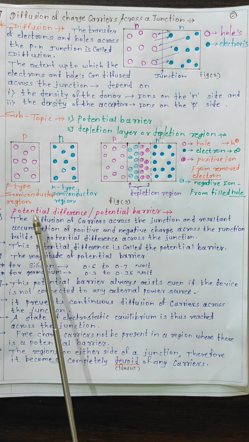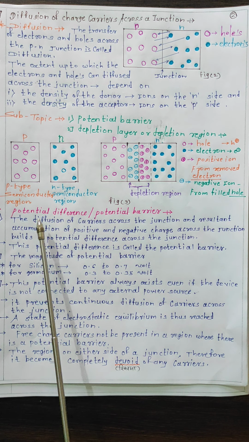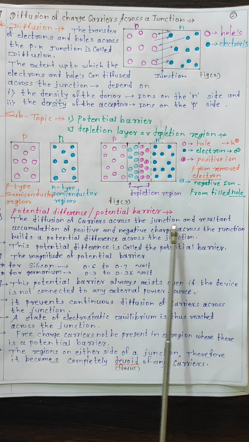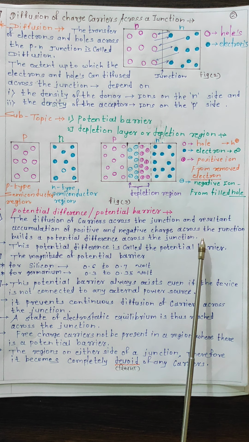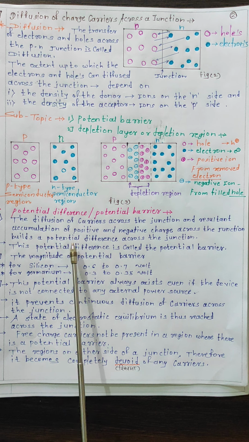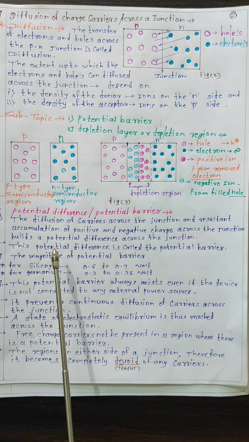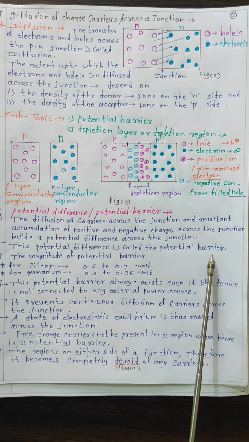Next, there is the potential difference and potential barrier. There is a diffusion of carriers across the junction, and the resultant accumulation of positive and negative charge across the junction builds a potential difference across the junction. This potential difference is called the potential barrier.